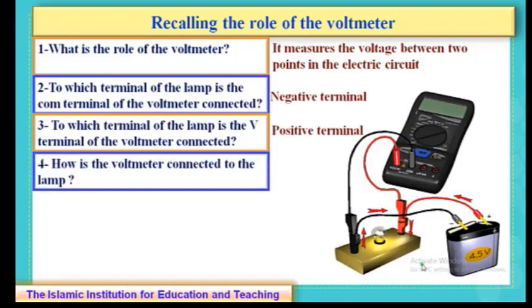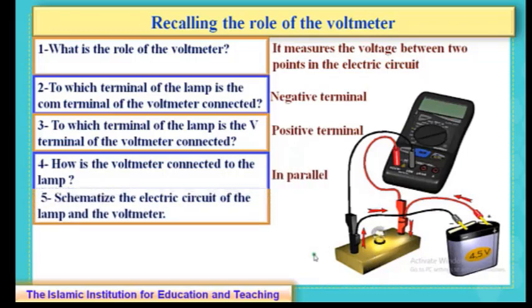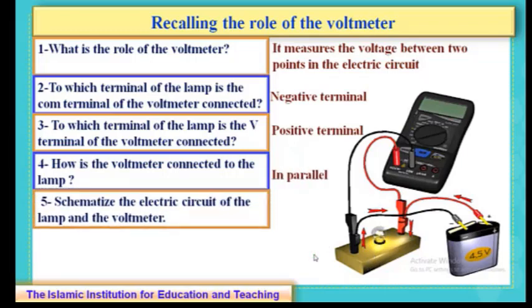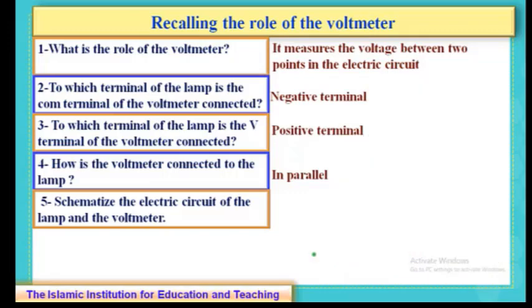How is the voltmeter connected to the lamp? As you see, they are connected in parallel. Now schematize the electric circuit of the lamp and the voltmeter. This is the schematic drawing. It is made up of the battery. This is the symbol of the battery. This is the positive pole, and the shorter one is called the negative pole. This is the symbol of the lamp, and this one is the voltmeter connected in parallel across the lamp.